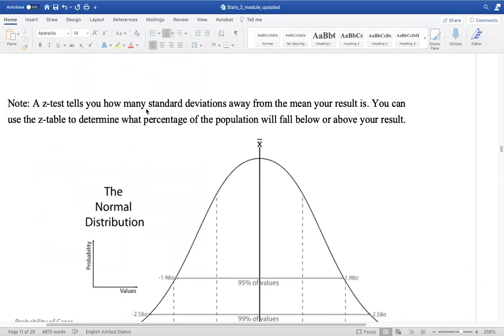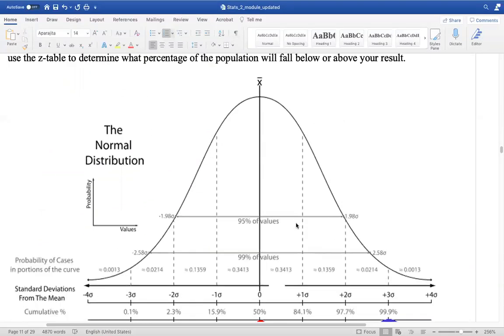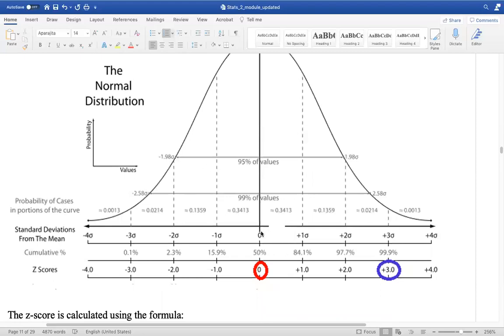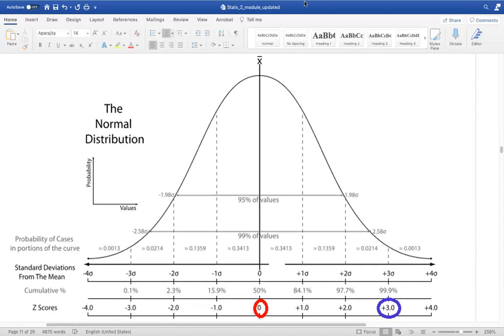So the z test tells you how many standard deviations away from the mean. Because the z value is the middle point, the mean value is 0. This is the 1 sigma, that means 1 standard deviation. This is 2 standard deviations. This is 3 standard deviations. Whenever we consider the normal distribution, about 65% of the data falls within 1 standard deviation, and 95% of the data falls within two standard deviations. 99% of the data falls within 3 standard deviations.